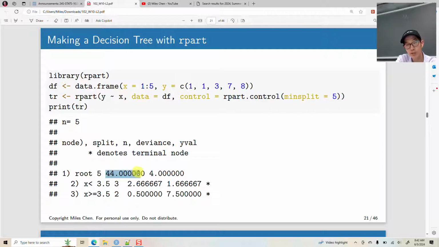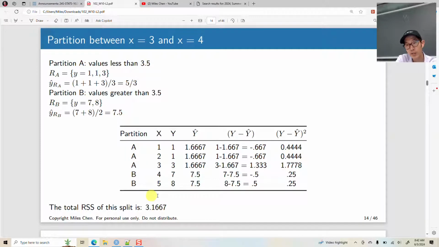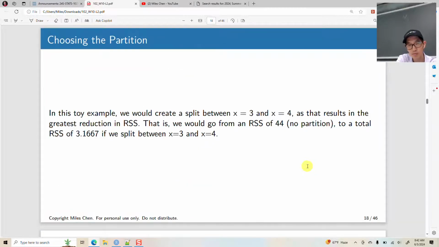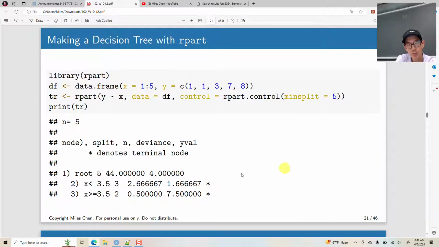And then here's your total RSS, residual sum of squares. In the root node, it was 44. And then after the split, you have an RSS for each node. And back on this slide, I said your total RSS is 3.1667. If you just add the 2 for the second node, you'd get 0.5. And then if you add up these 3, you would get 2.667. So if you add those up, you get 2.667 and 0.5.